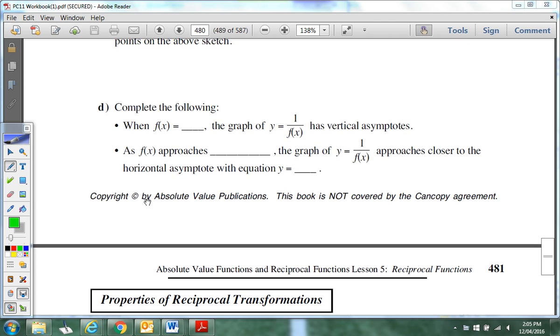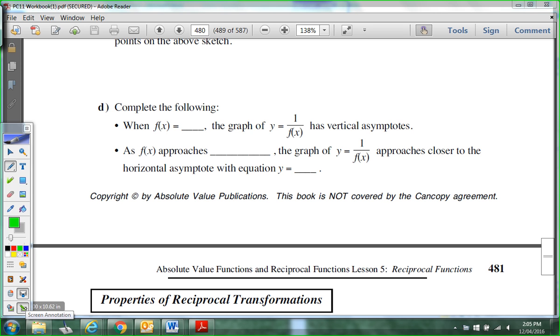Okay, and lastly, D here. So the following: when f of x equals 0, the graph of y equals 1 over f of x has vertical asymptotes. So we know that. The 0 of the original creates asymptotes for the reciprocal. As f of x approaches plus or negative infinity, so this is a review from the previous one, the graph of y equals 1 over f of x approaches the horizontal asymptote with equation y equals 0. Okay, kind of getting our feet wet now.